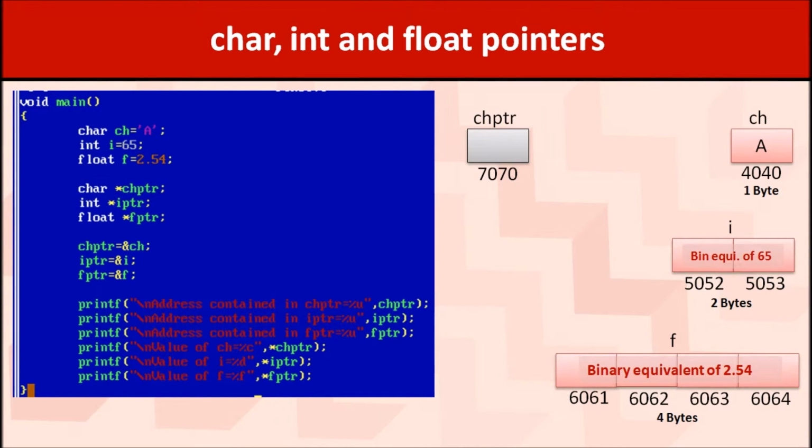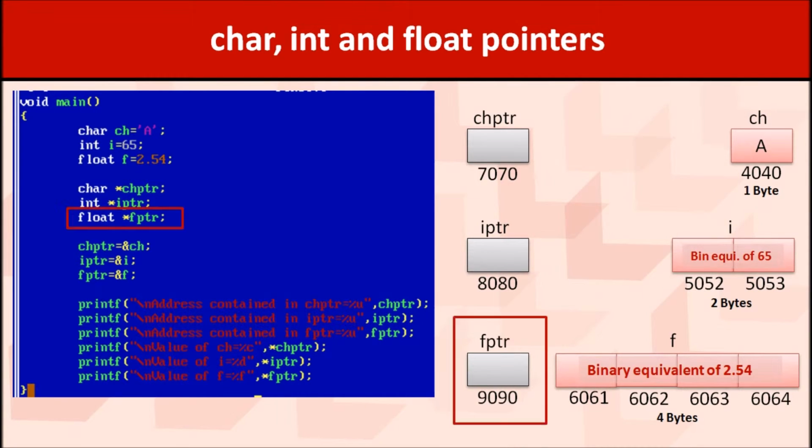At this line of code, we have declared a pointer to character, that is chptr. You can imagine it with the help of graphics. Now we have declared a pointer to integer, that is iptr. It has got memory location 8080 to store address of integer variable.